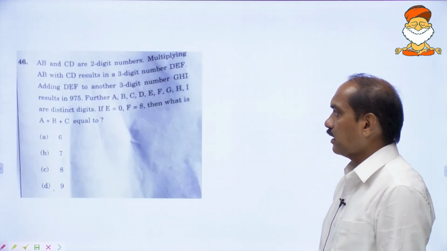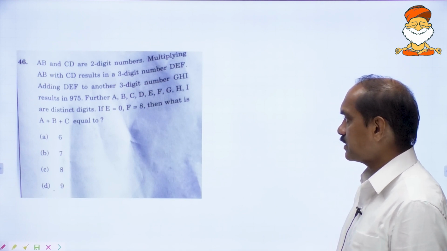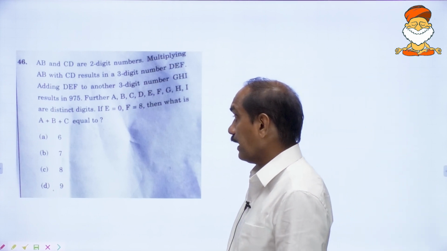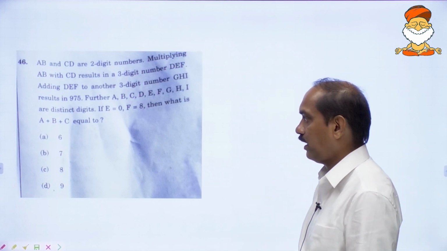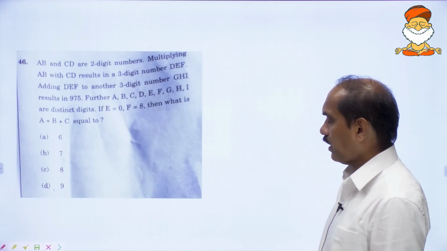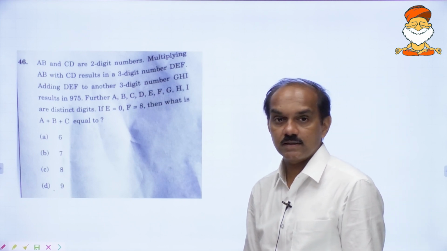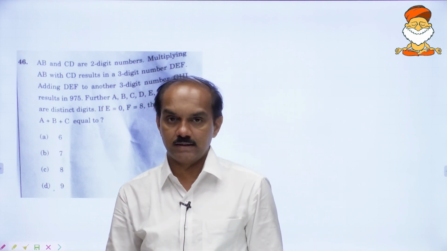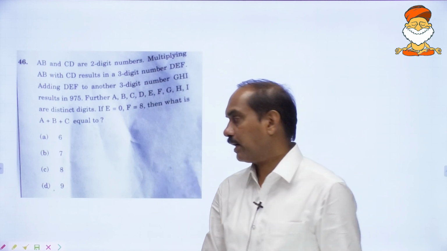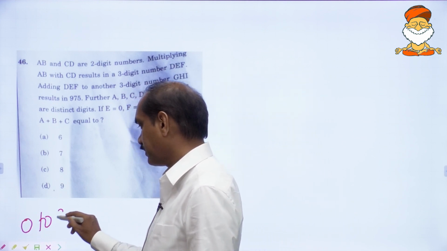Moving on to the next one. AB and CD are 2-digit numbers. Multiplying AB with CD results in a 3-digit number DEF. Adding DEF to another 3-digit number GHI results in 975. Further, A, B, C, D, E, F, G, H, I are distinct digits. He has not said non-zero digits. He is saying distinct digits, meaning 0 is also included. It can be anything from 0 to 9. So the digits that are allowed is 0 to 9.